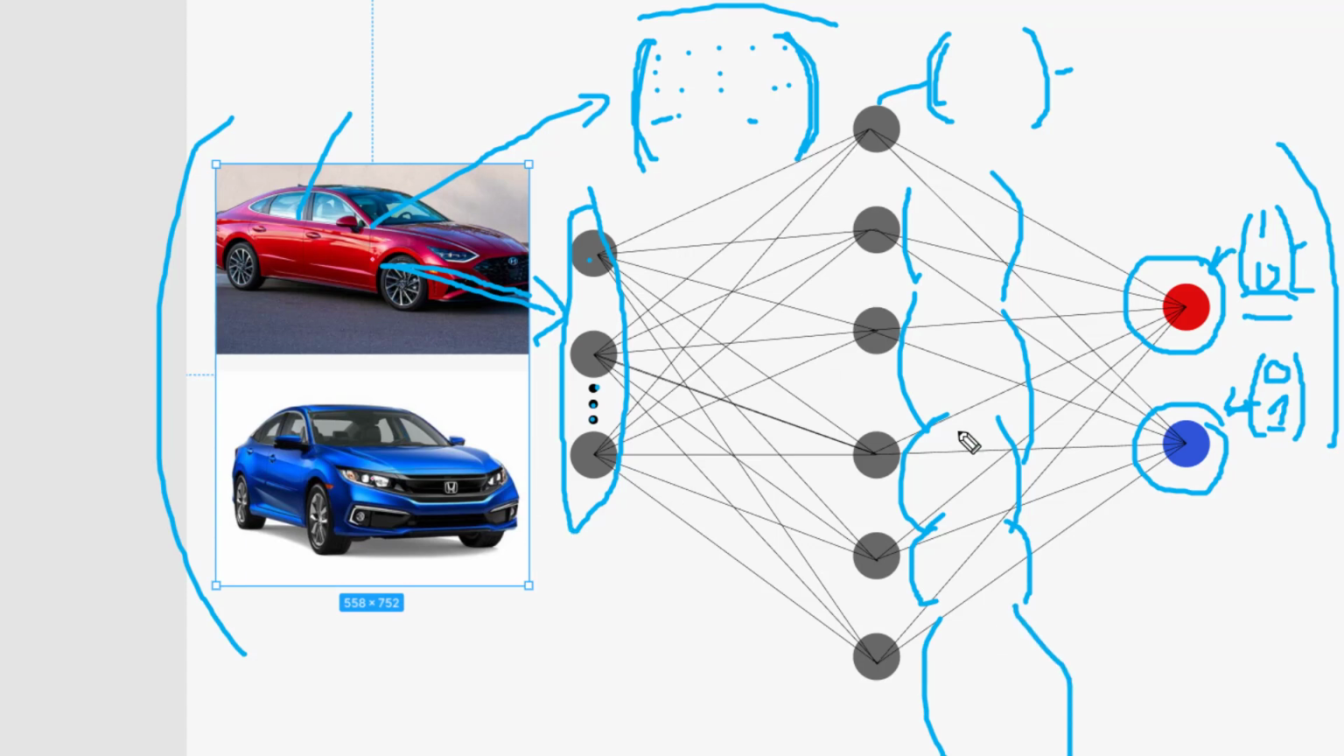And then to get these values from the inputs, we have what we call weights right here. We actually have weights and biases, but let's suppose we have just weights. So each of these lines here connecting one neuron to another is actually a weight.